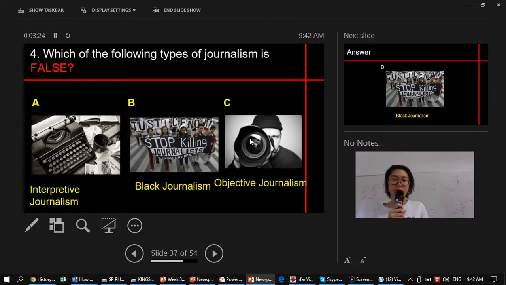The first question, which of the following types of journalism is false? A. Interpretive journalism. B. Black journalism. C. Objective journalism. Say count on 1, 2, 3.